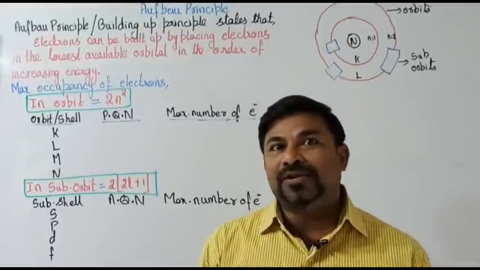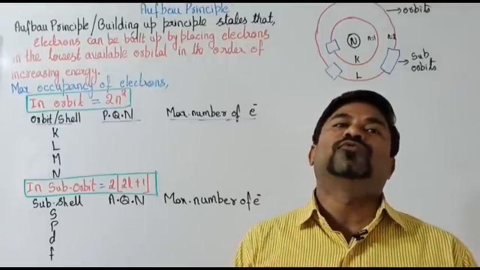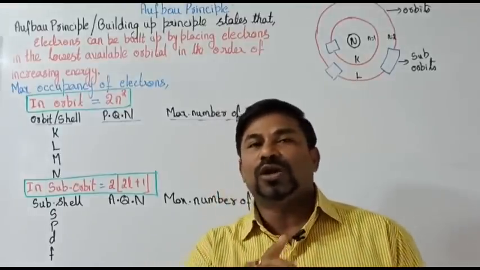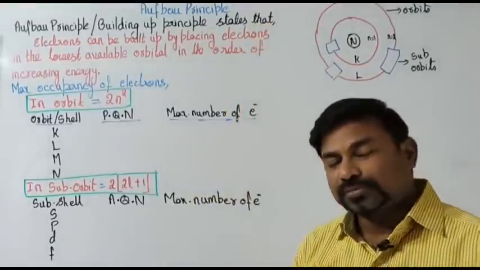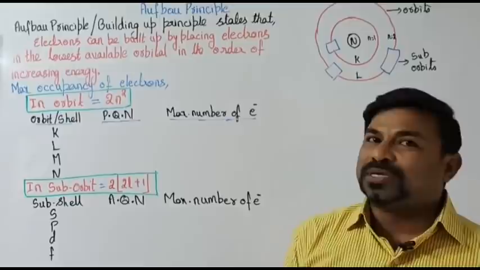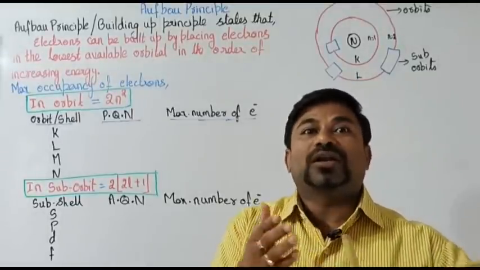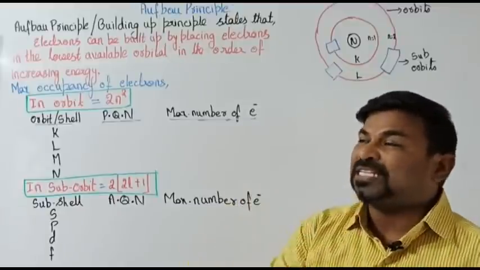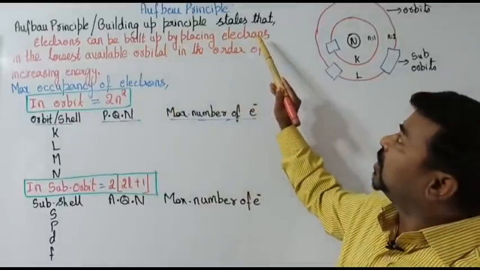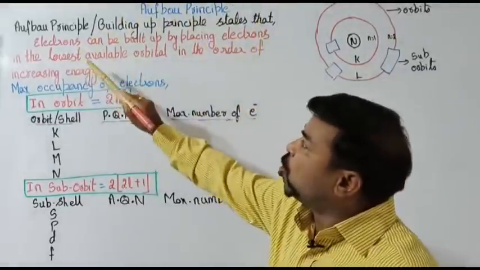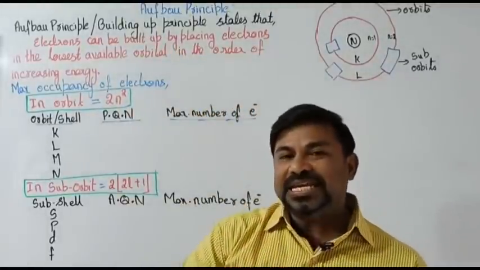In my earlier video, I already explained Pauli's exclusion principle, and the rules to be followed while filling up. Now in this video, I'm going to tell you about the Aufbau principle. What does the Aufbau principle say? How should the electronic configuration be filled, and what rules have to be followed? See here, electrons can be built up by placing electrons in the lowest available orbital in the order of increasing energy.